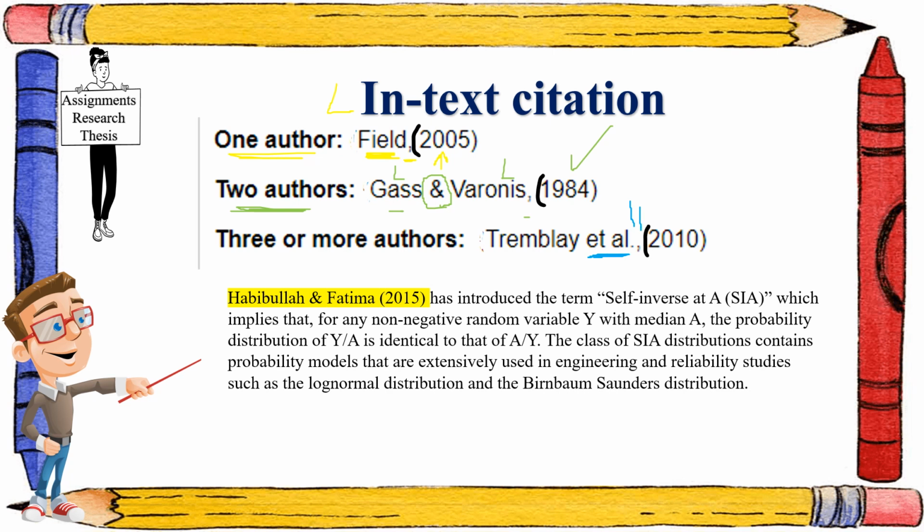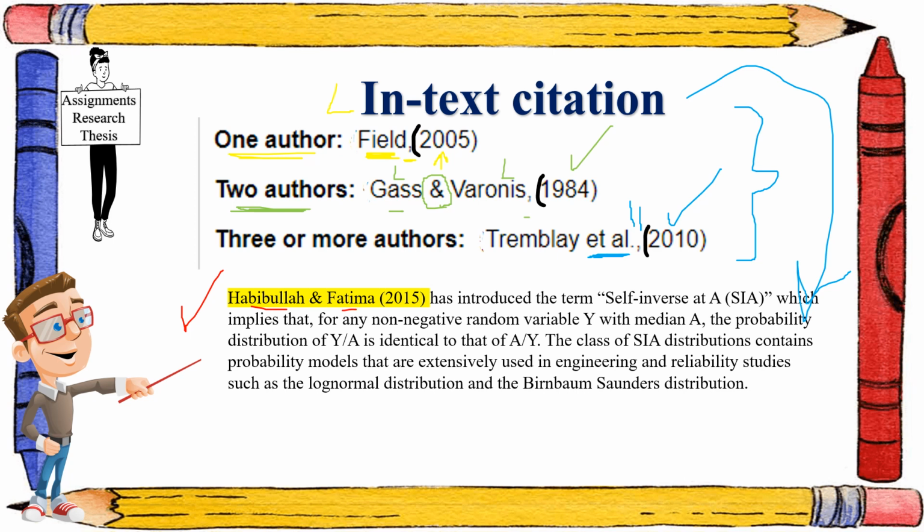So these two things are very important, and then the year of publication in bracket. So these are the ways to write the author's name in in-text citation, that means in the introduction part or in literature review.